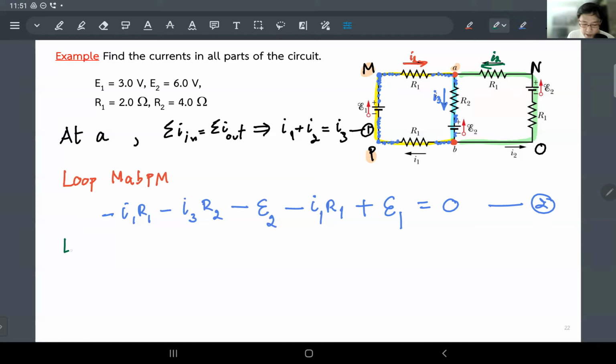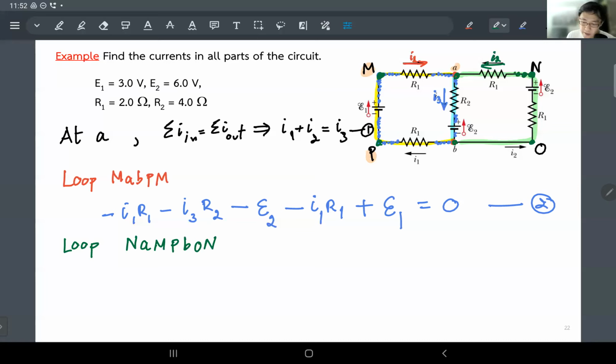So I'm going to pick a loop. Let's start from the upper right corner, N. I'm going to go N, A, M, P, B, O, back to N. So I'm going the bigger loop and I'm going counterclockwise. This is a bigger loop there. All right. And let's walk with me, guys.